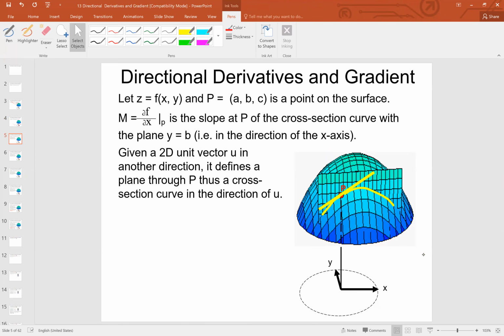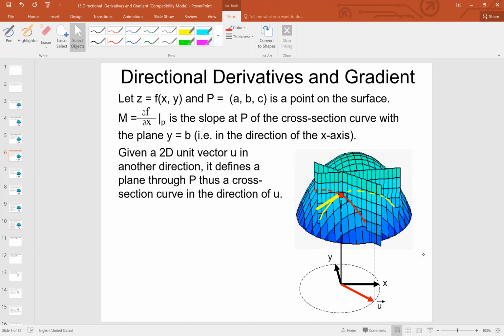Unitized. If you have any other vector pointing in the same direction, you need to unitize it to become the compass directional vector. That direction defines a plane. That plane cuts the surface, and the surface has a curve as a cross section with whatever this sphere or semi-sphere is, and that has a slope. So instead of just the partial x, partial y in the x, y directions, now we want the slope in a particular direction, in any direction on the compass.